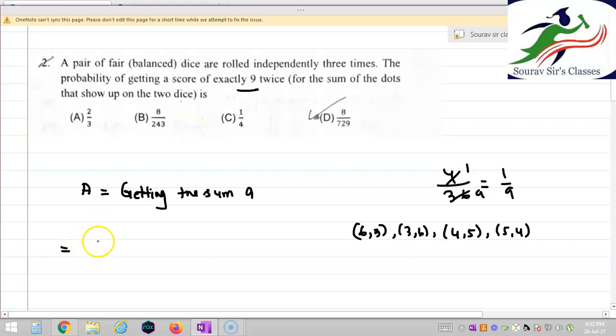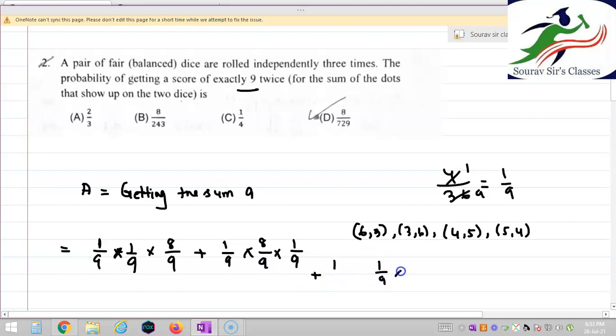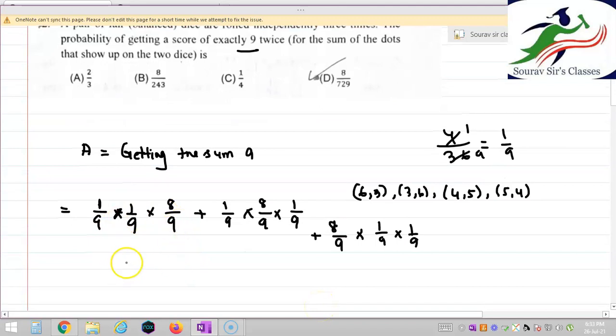Suppose the first time you get the sum 9, the probability is 1 by 9. The second time you get the sum 9 again, the probability is 1 by 9. The third time you cannot get the sum 9, so the probability is 8 by 9. Similarly, suppose you get the sum 9 the first time and the third time, so you cannot get the sum 9 the second time, which is 8 by 9. Plus you get the sum 9 the second time and third time, so you cannot get it the first time, which is 8 by 9. So this is our required probability.